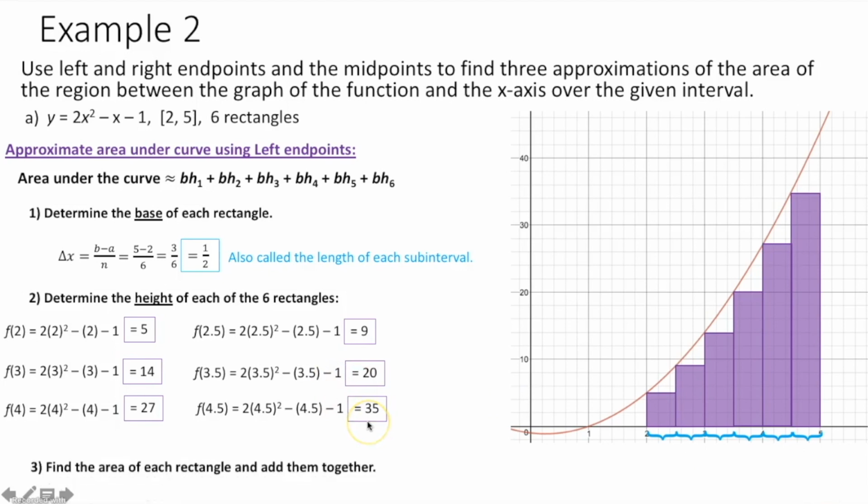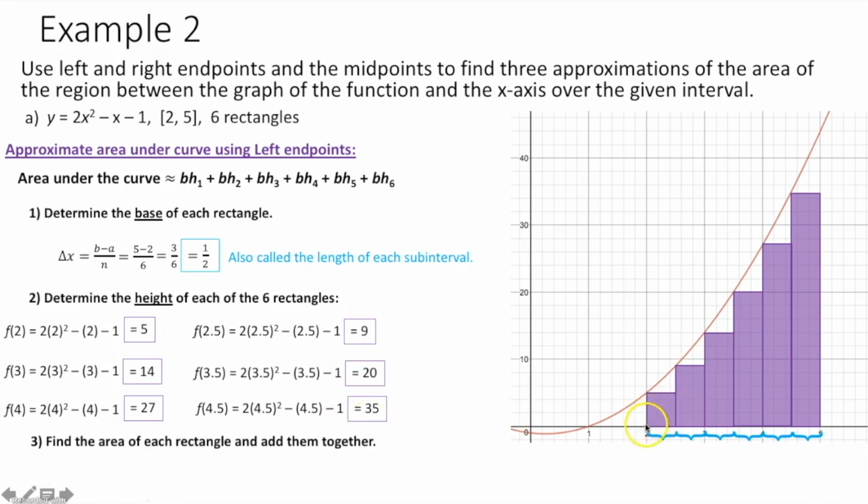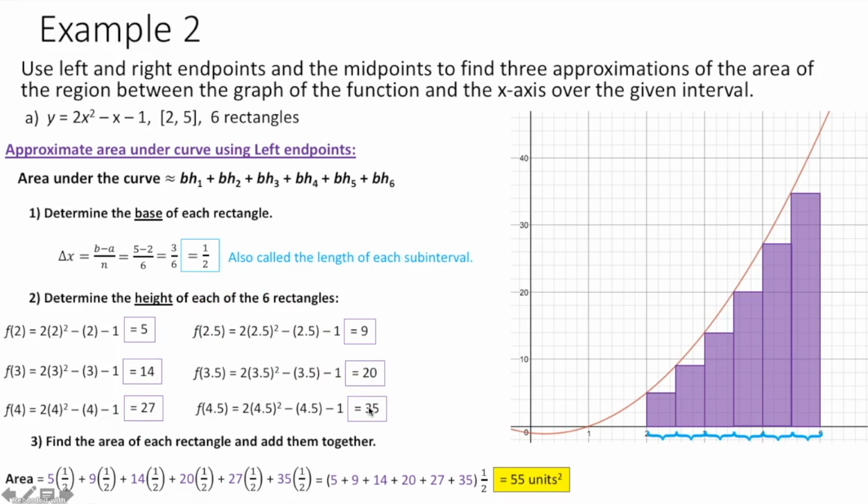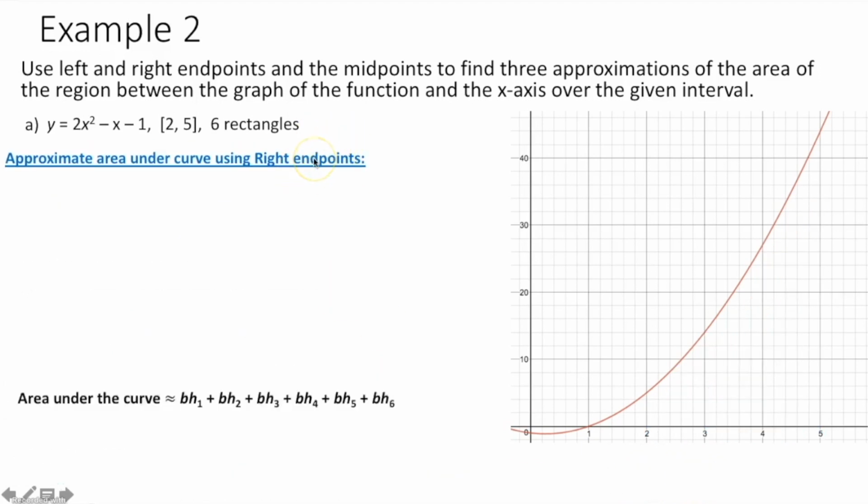Now, all I have to do to figure out the approximate area under the curve between 2 and 5 is find the area of each of these rectangles and add them together. So 1/2 times 5 plus 1/2 times 9 plus 1/2 times 14 plus 1/2 times 20 plus 1/2 times 27 plus 1/2 times 35. Add up all those, and I end up getting 55 units squared, or square units. Now, since this function is increasing, and it's a left endpoint approximation, I know it's going to be an underestimate.